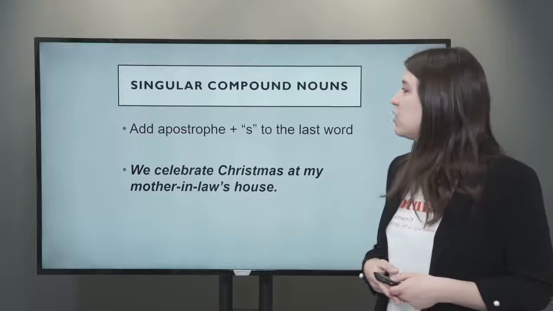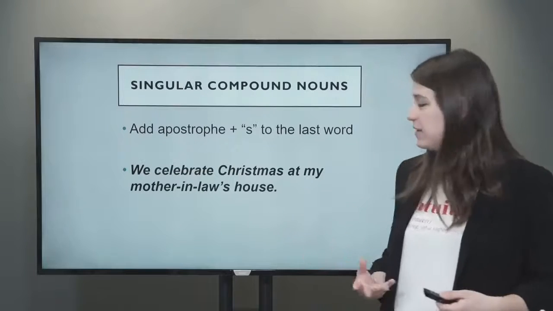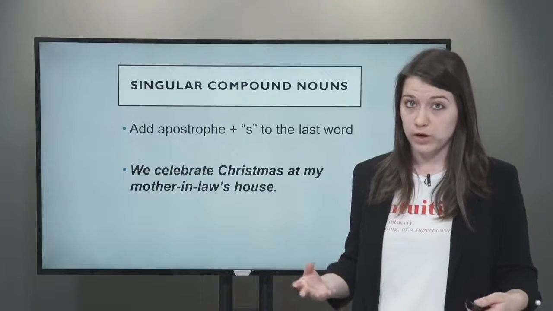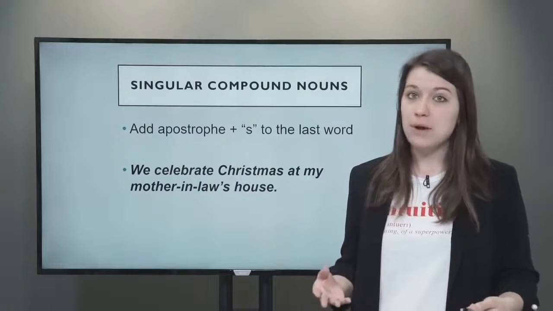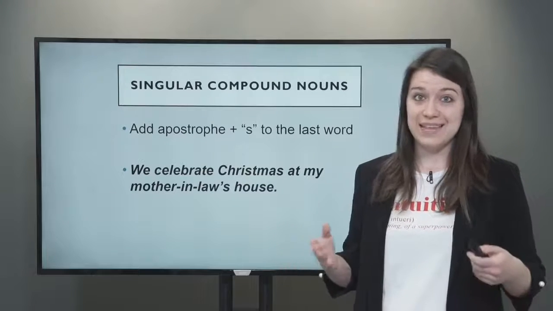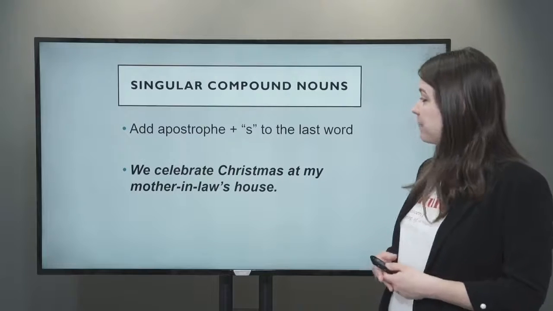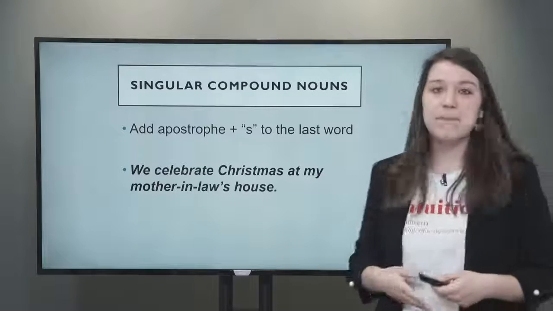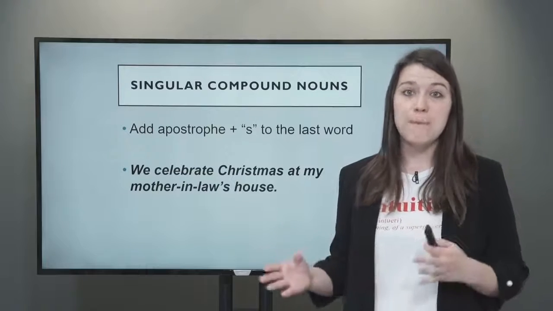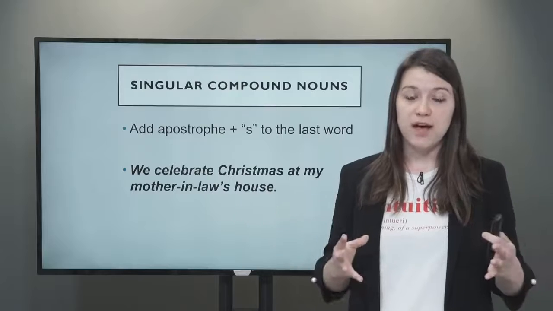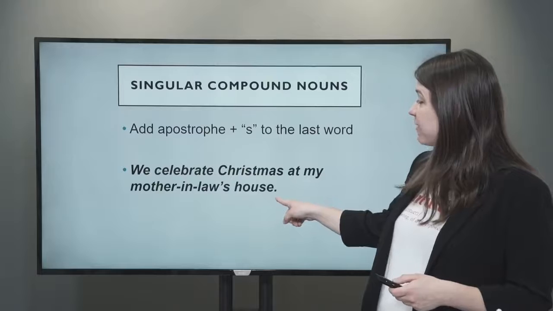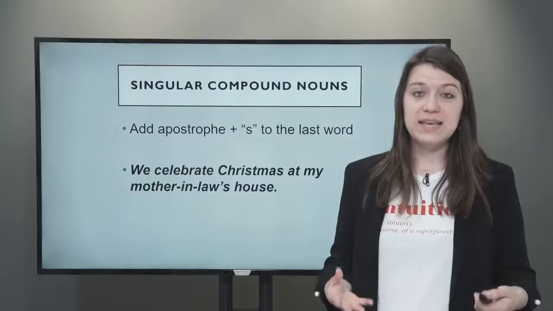Okay, now let's look at singular compound nouns. So a compound noun is a noun made up of more than one word, okay? So when we have a compound noun, we add an apostrophe S to the last word in the noun altogether. So for example, we celebrate Christmas at my mother-in-law's house. So here the compound noun is three words, mother-in-law, which all comes together to form one noun. So we add an apostrophe S after the word law, which is the last word in the compound noun.